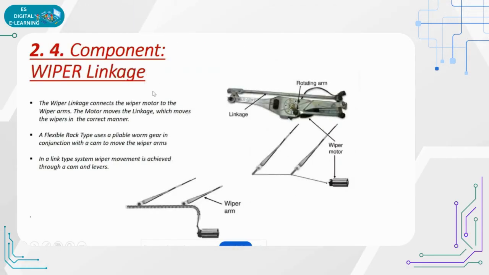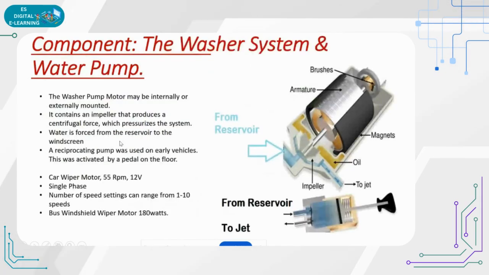Depending upon the size, the blades and the arms will be decided. And usually the wiper linkage has the motor at the center, and this is the left side and right side. So how will it be adjusted? It will be adjusted with respect to the wiper motor. Okay, so going to the internal system.